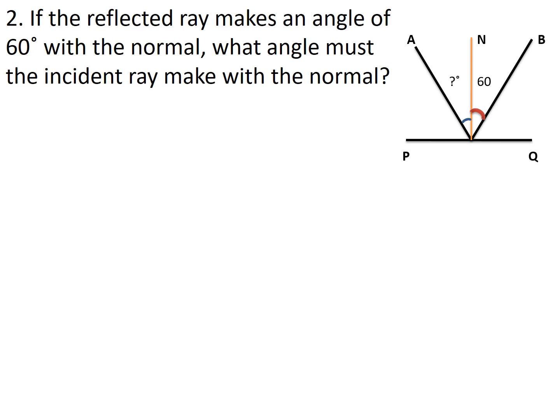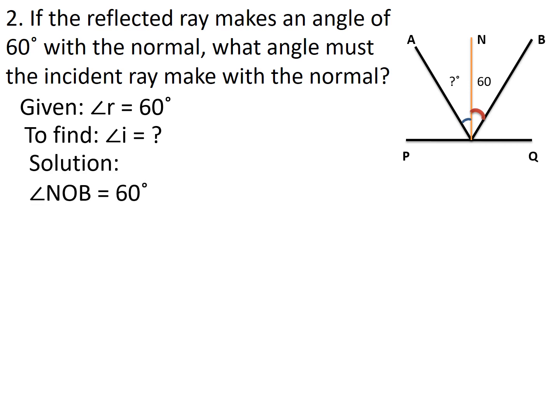So let's write what is given and what we have to find. Given is the angle of reflection, that is angle R is 60 degrees, what they have given. We have to find the angle of incidence. Whatever we did in the first numerical, the opposite is what we are doing here. In the first numerical, they had given incidence, we had to find reflection. Here they have given reflection, we have to find incidence. Okay, so what will my solution be?